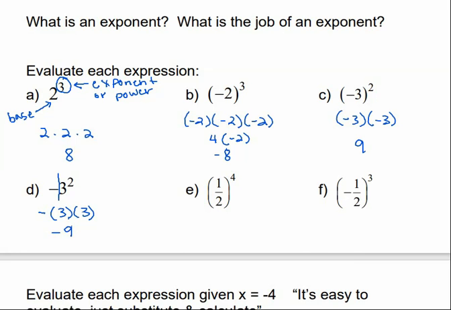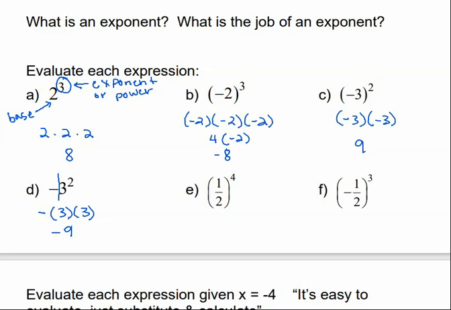Only what's being touched by the power gets multiplied times itself. So in C, the parentheses was being touched by the power, so the stuff in the parentheses got multiplied times itself. In D, just the number was being touched by the power, so just the number got multiplied times itself, not the sign.